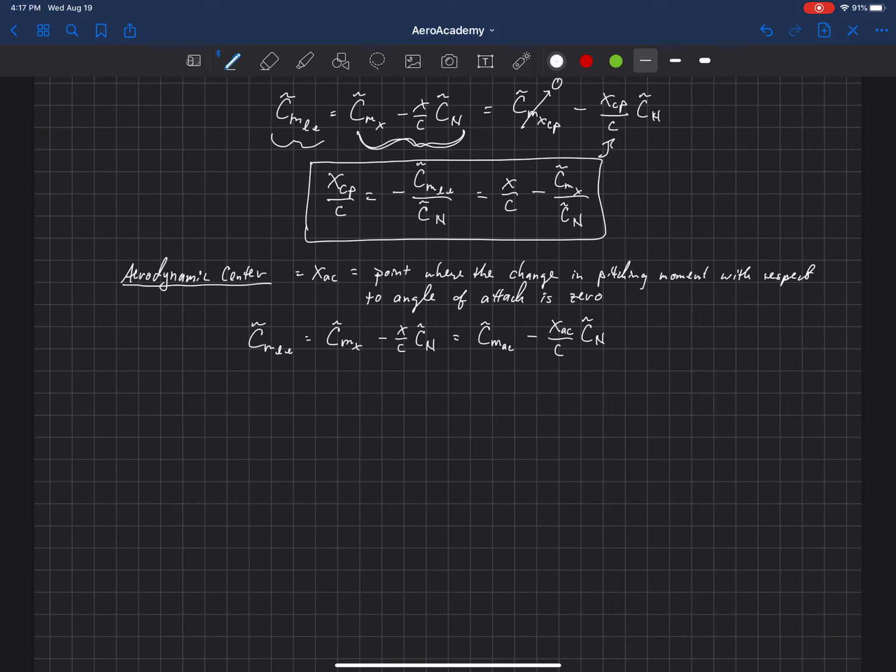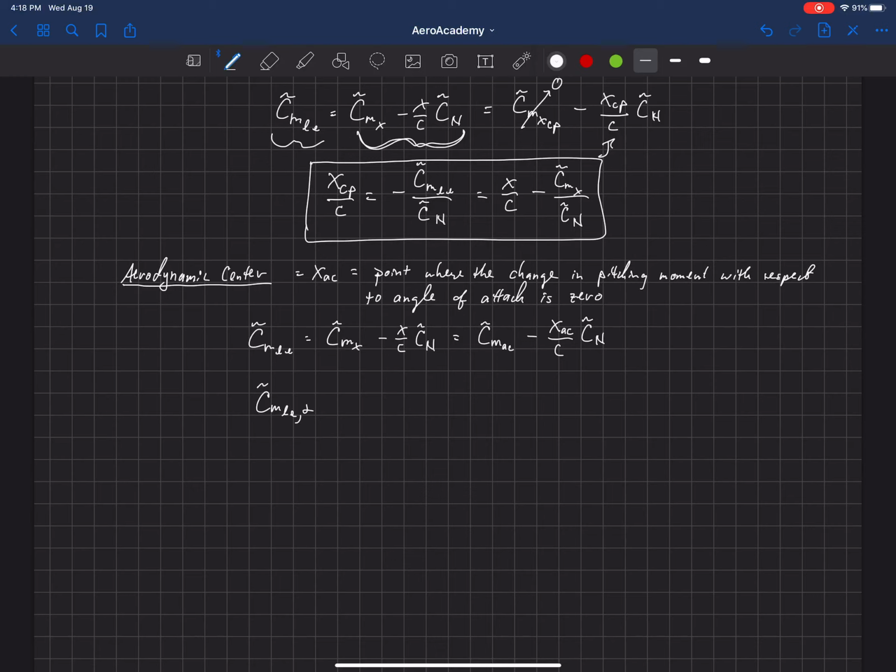Cn. So I've just rewritten equation 2, but I've included the location of the aerodynamic center. So the definition of the aerodynamic center is the point where the change in the pitching moment with respect to angle of attack is zero. So what we want to do is take the derivative of this whole equation with respect to angle of attack. And so that's pretty simple to write out. We're just going to say the pitching moment at the leading edge with respect to alpha, or the change in that with respect to alpha.